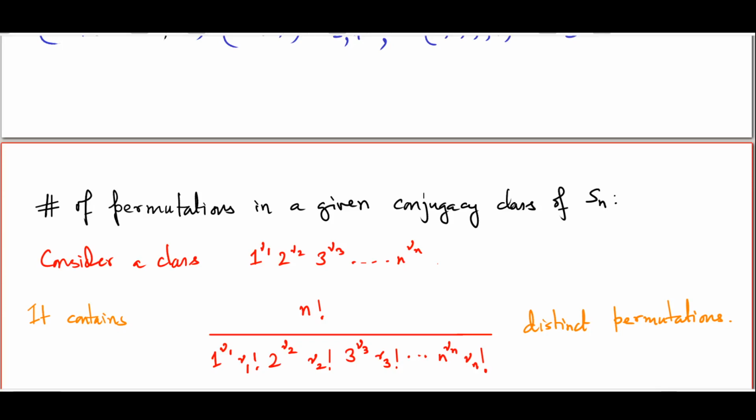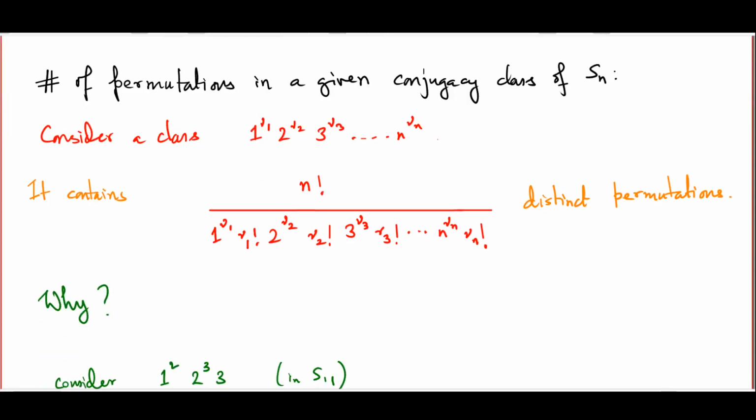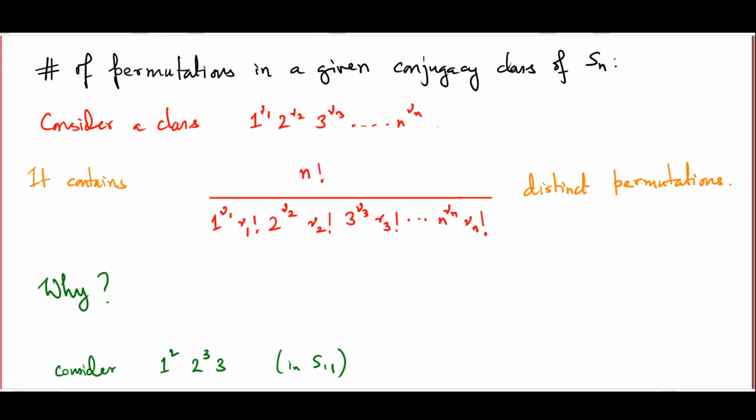So this is a pretty neat formula for the number of elements in a given conjugacy class, and we can use it whenever we need that number. Now, why is this formula at all correct? In order to understand this, let me start from an example.